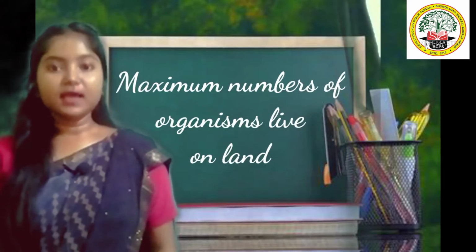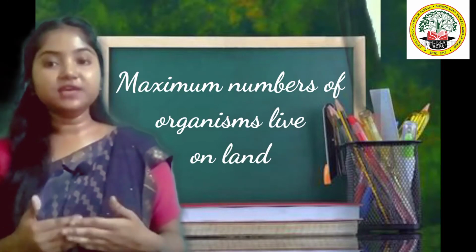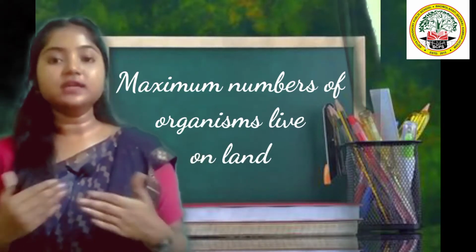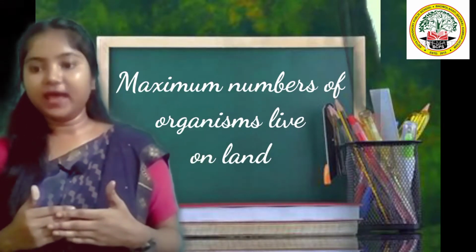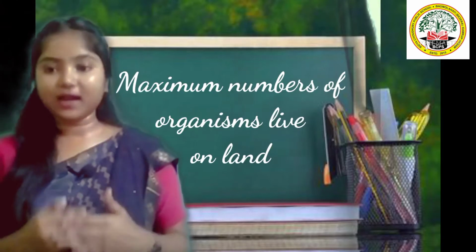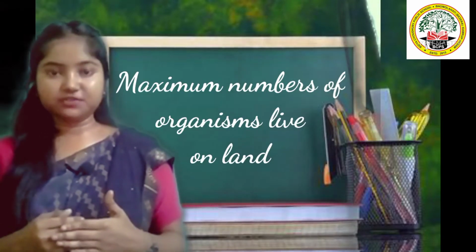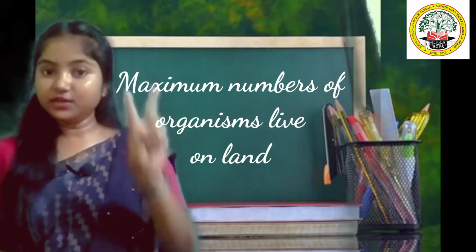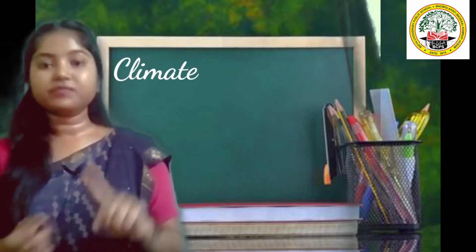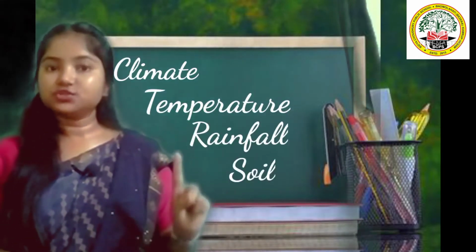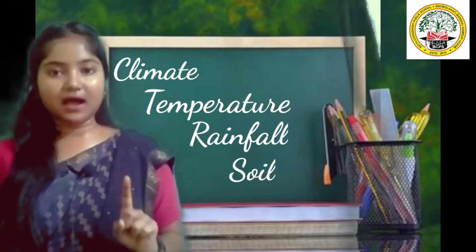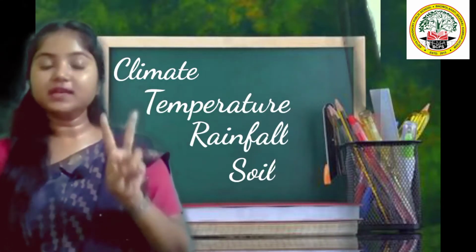Understand? Maximum numbers of organisms live on land. So maximum plants and animals live on land. Terrestrial habitats are divided into two different types depending on the climate, temperature, rainfall, soil, etc.